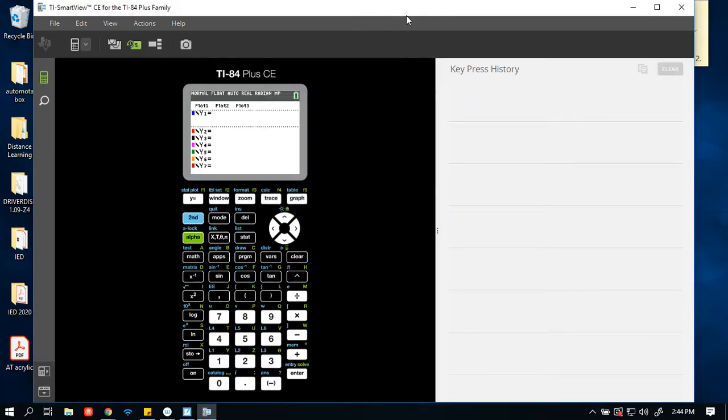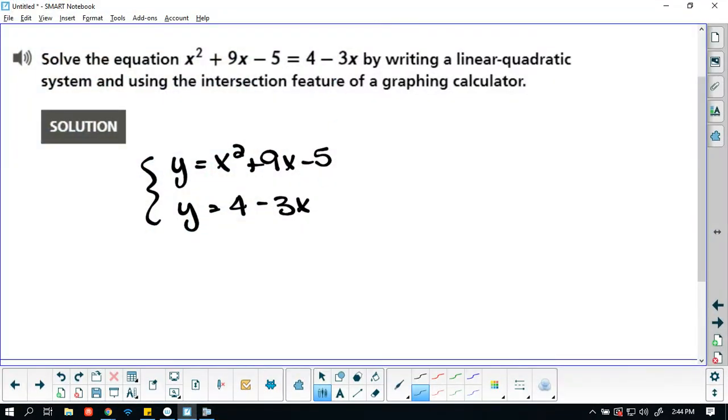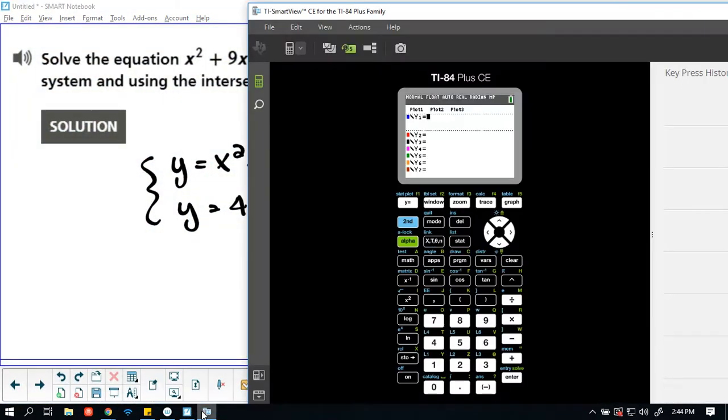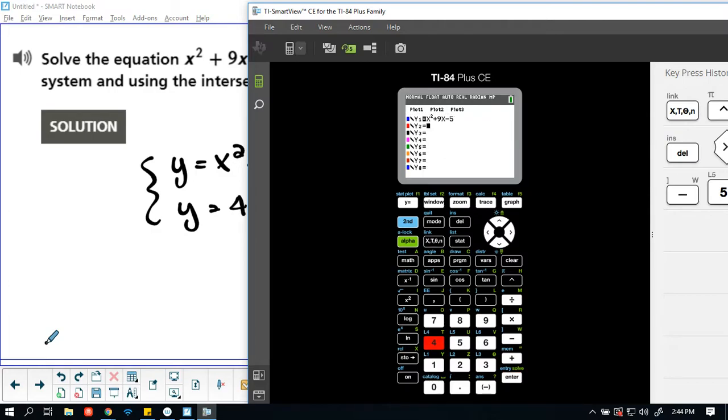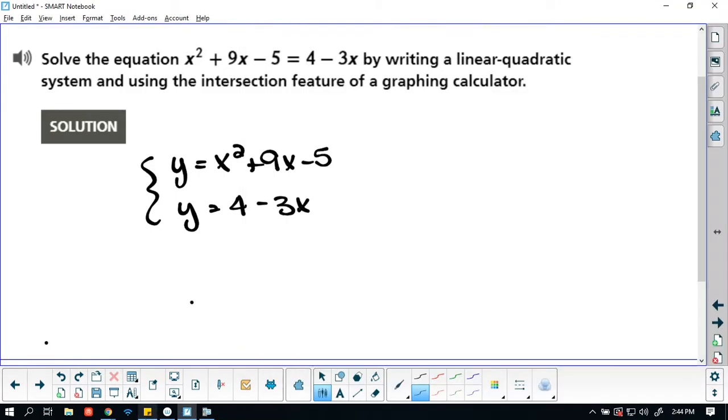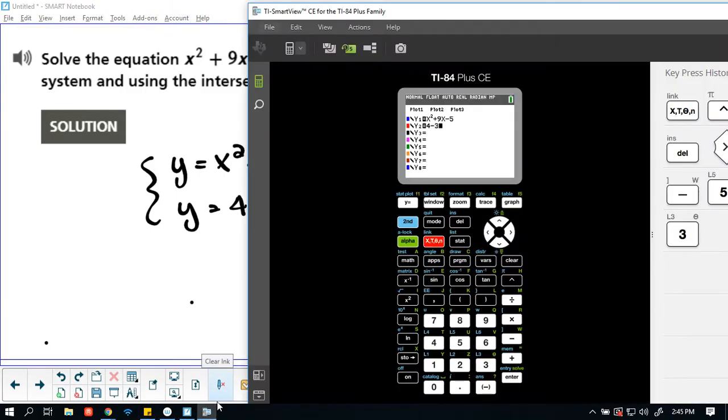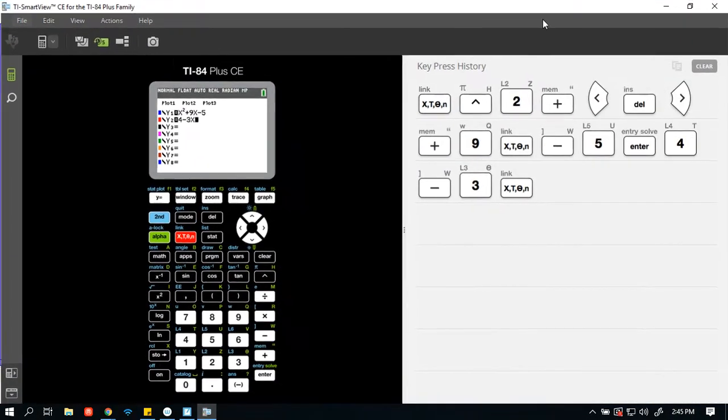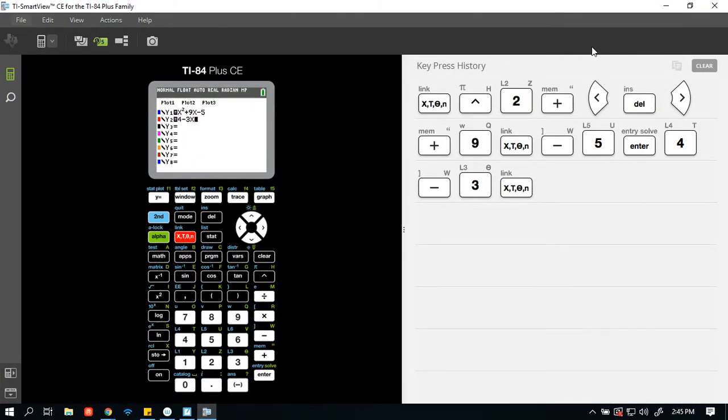First equation. After all that, I forgot what the first equation is. x squared plus 9x minus 5. So I'm going to do the variable key, x squared plus 9x minus 5. Enter. Y2 is going to be 4. I can see the 4 there. Minus 3x. There we have it. We now have both our functions in our calculator.